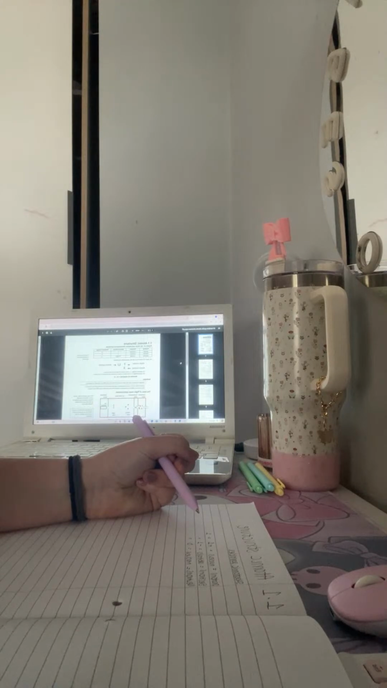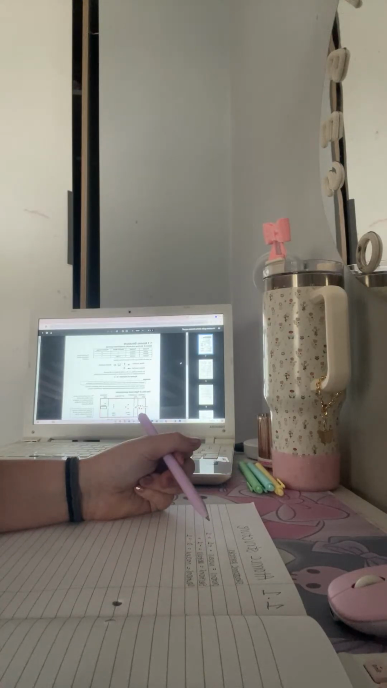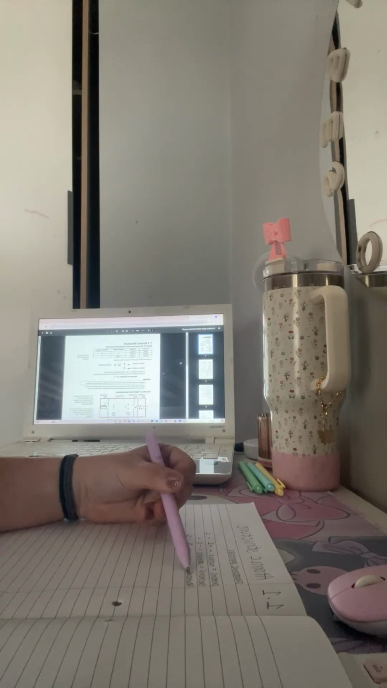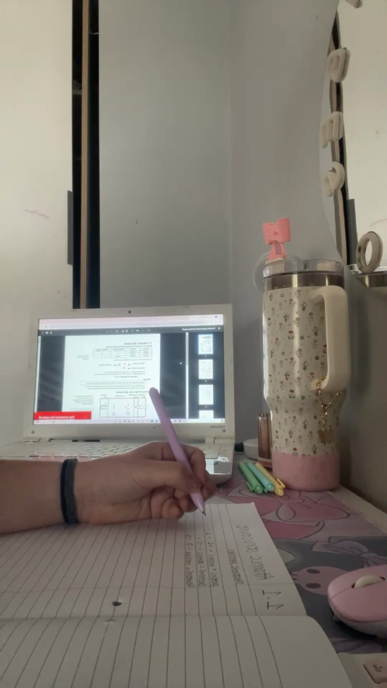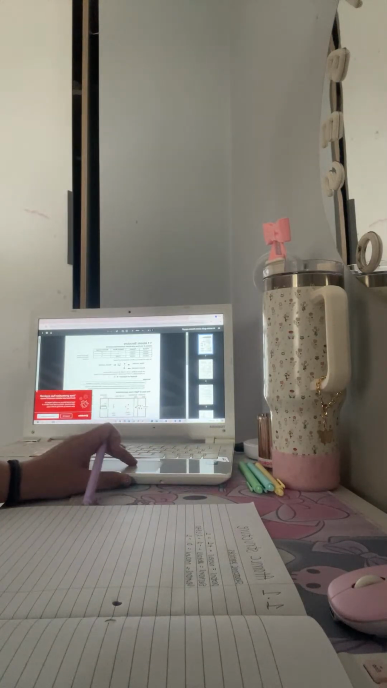Relative mass 1 for protons. Neutrons is also 1. So 1 for protons, 1 for neutrons, but for electrons, it's 1 over 1840.